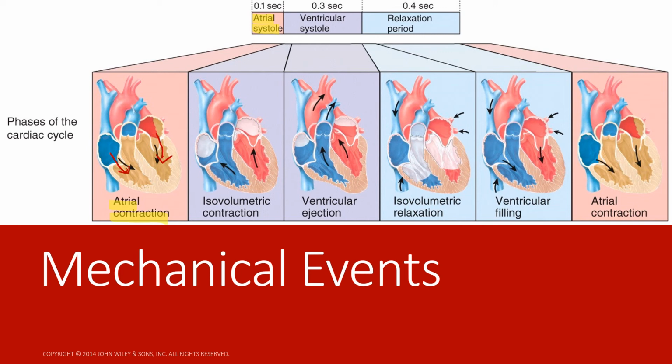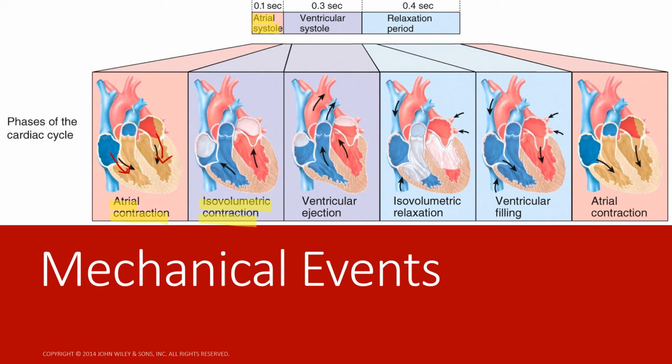Then, when both the semilunar and atrioventricular valves are closed, we have this period called isovolumetric contraction. During this time, the cardiac muscle fibers are contracting and exerting forces, but they're not shortening. They're staying the same length, but they're still exerting forces.